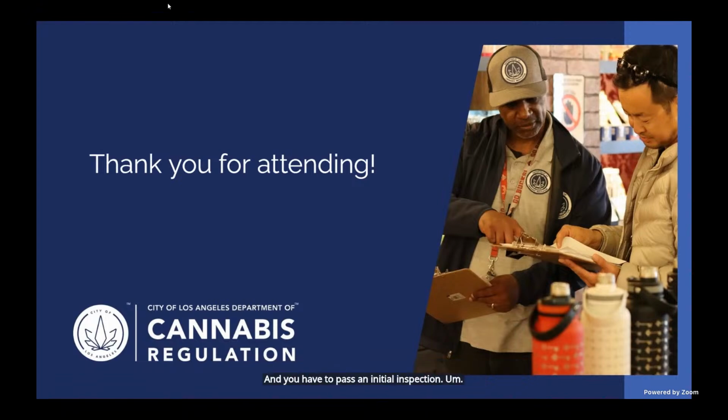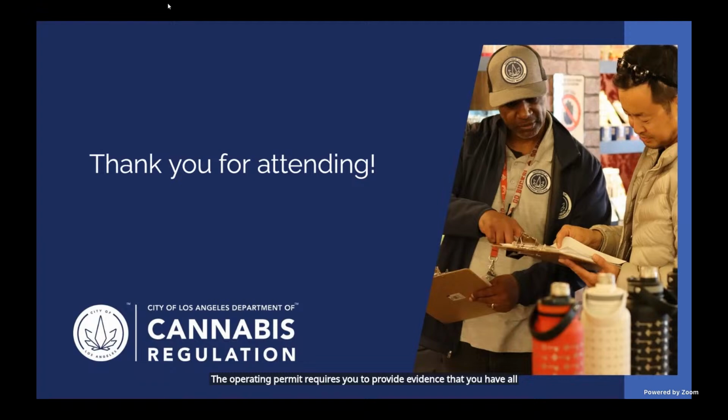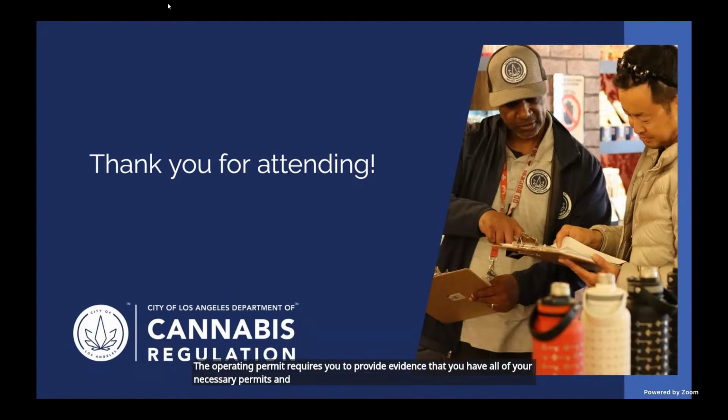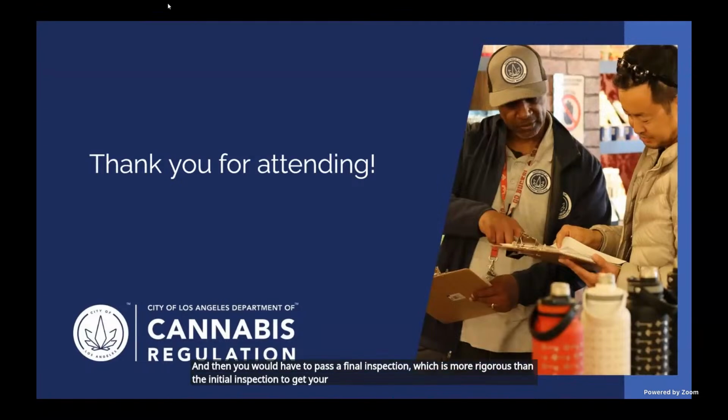And then, of course, folks are going to have to be making progress towards getting the operating permit. The operating permit requires you to provide evidence that you have all of your necessary permits and licenses. So in addition to the state annual license or state license for the activity, you'll have to have your health permit, you'll have to have your certificate of occupancy, et cetera. And then you would have to pass a final inspection, which is more rigorous than the initial inspection to get your operating permit.